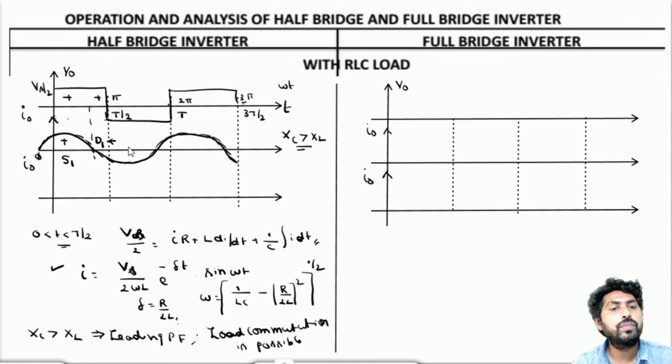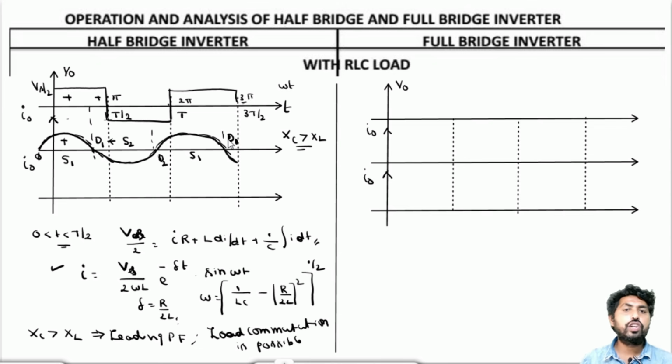So here voltage and current both are negative, so the conducting device will be S2. Here it will be D2. Again both are positive, so S1. From here to here it will be D1.